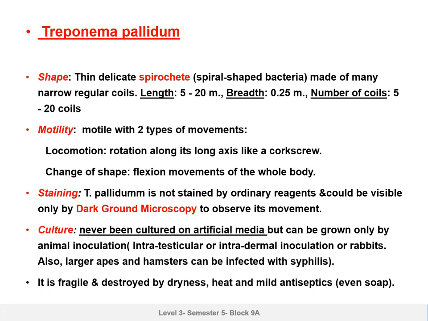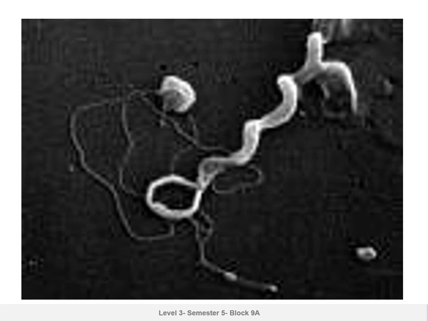The important knowledge here is that Treponema pallidum is never cultured on artificial media, but it can be grown only by animal inoculation, intratesticular or intradermal, in rats, rabbits, large apes, and hamsters. It's a very weak organism. It's fragile and destroyed by dryness, heat, and mild antiseptics, even soap. Here is the spirochete organism, Treponema pallidum, and its coils.